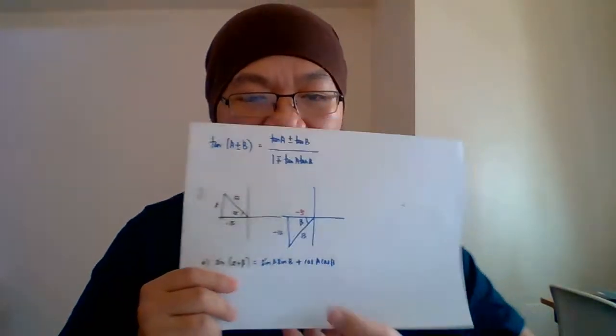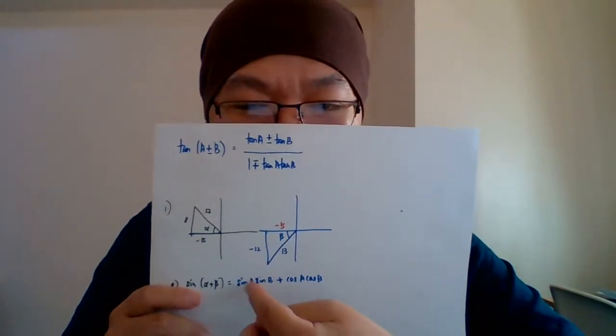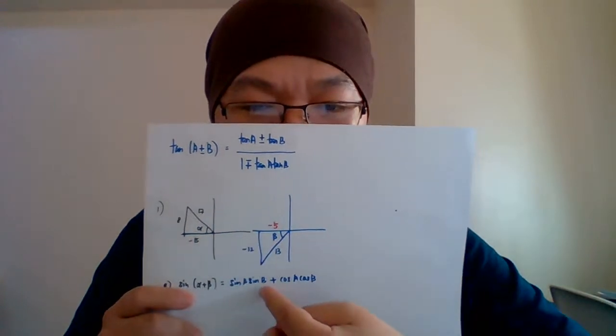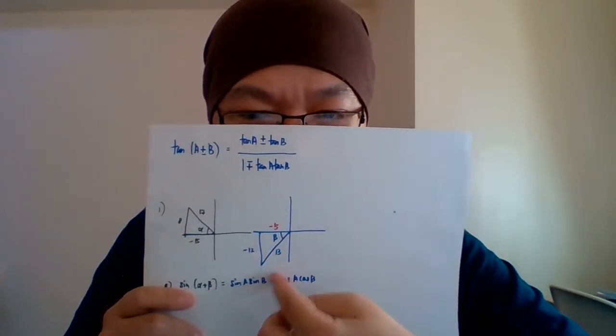So guys, just fill in the blank. Sin A that means sin alpha. Look at alpha, and then sin beta, look at the beta, how you find the sign. So fill in the blank sahaja. Sin alpha, sin opposite over hypo. Sin beta negative 12/13 tambah cos alpha negative 15 over 17, cos beta negative 5 over 13.